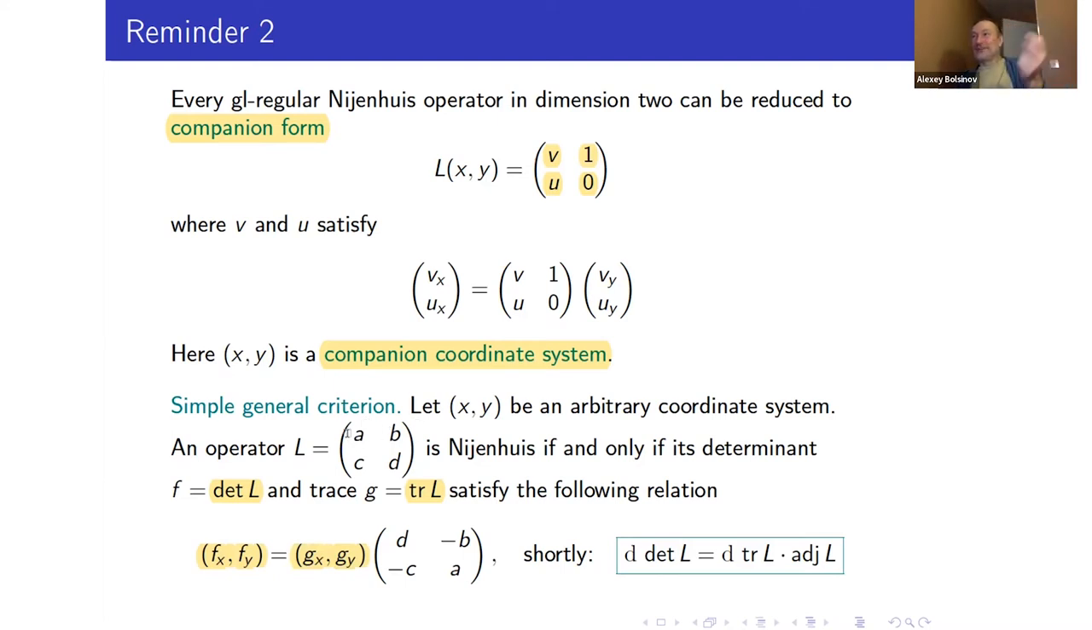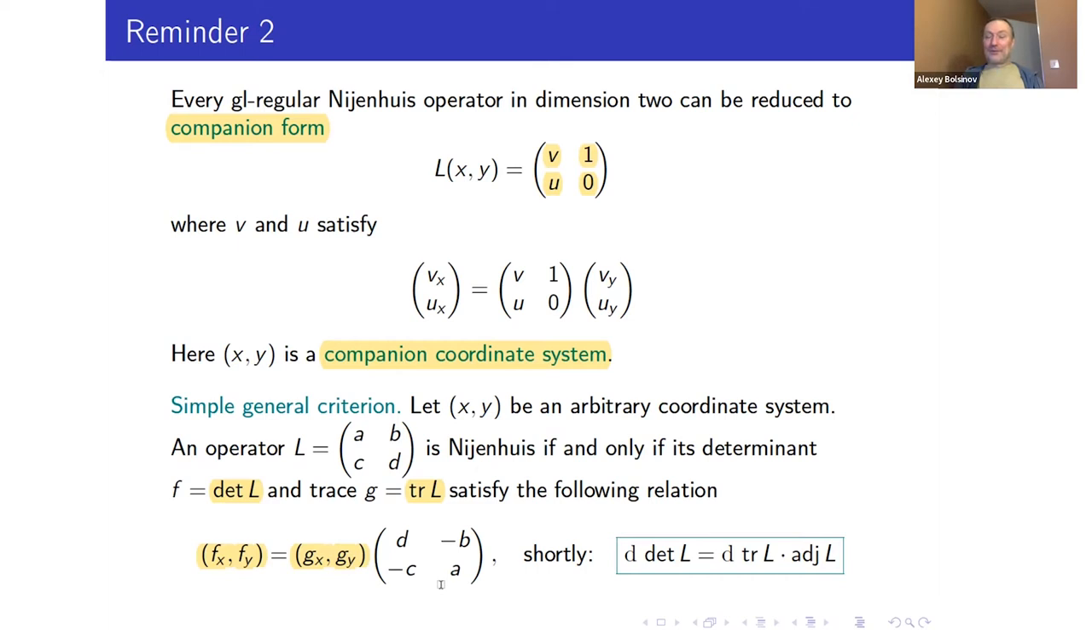If you compute the inverse of L, you need to take the so-called comatrix, and then the so-called adjugate matrix. And this is exactly the adjugate matrix. If you divide it by the determinant, you will get the inverse. I mentioned this formula in the pre-recorded lecture two as a property of Nijenhuis operators. But in dimension two, this is if and only if. So if this property holds, then L is Nijenhuis.